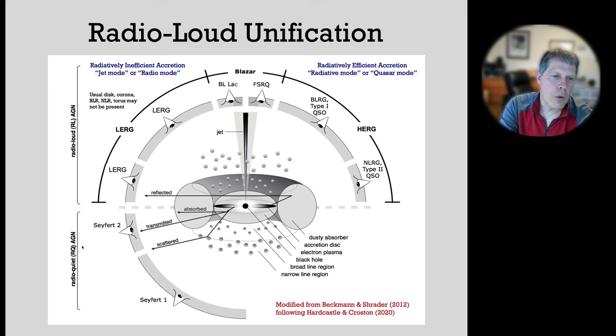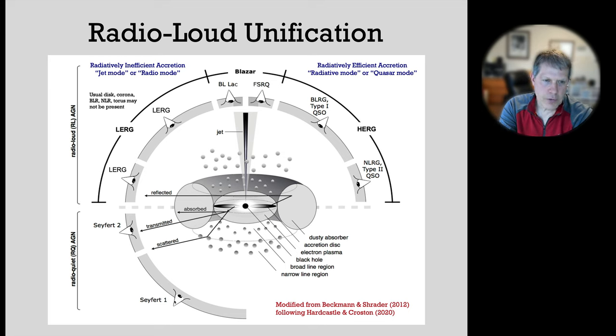You can see for the radio quiet AGNs, the unification idea is fairly simple. You either are looking from a sort of type 2 orientation such that your line of sight intersects equatorial obscuring material, or alternatively, you look at the system in a less inclined manner, and then you can look down into the central regions and see the central emission, see the emission from the broad line region, and so on.